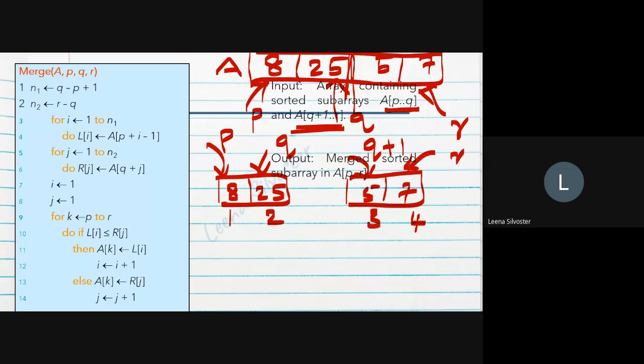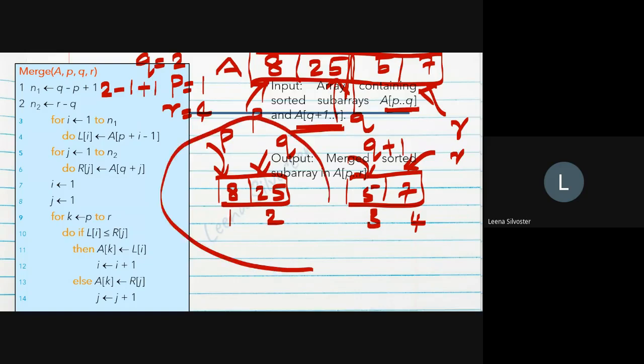So what about N1? N1 is Q minus P plus 1. What is the value of Q? Q equal to 2, P equal to 1, R equal to 4. Tell me what is N1? That is 2 minus 1 plus 1, that is 2. So N1 is 2.